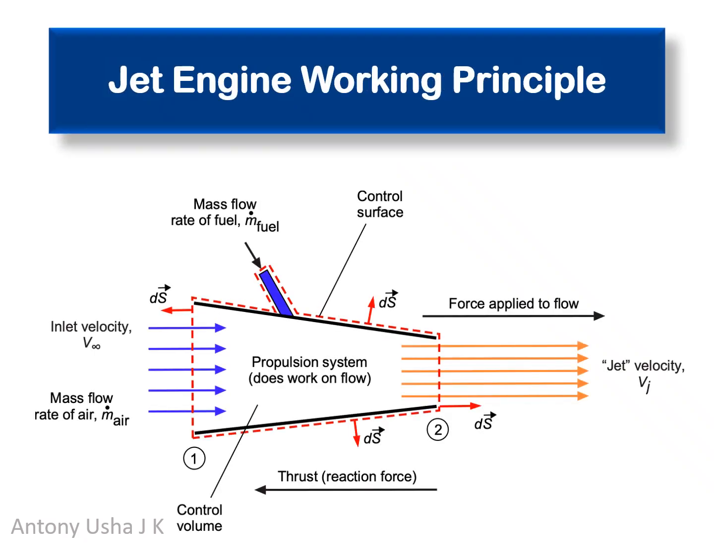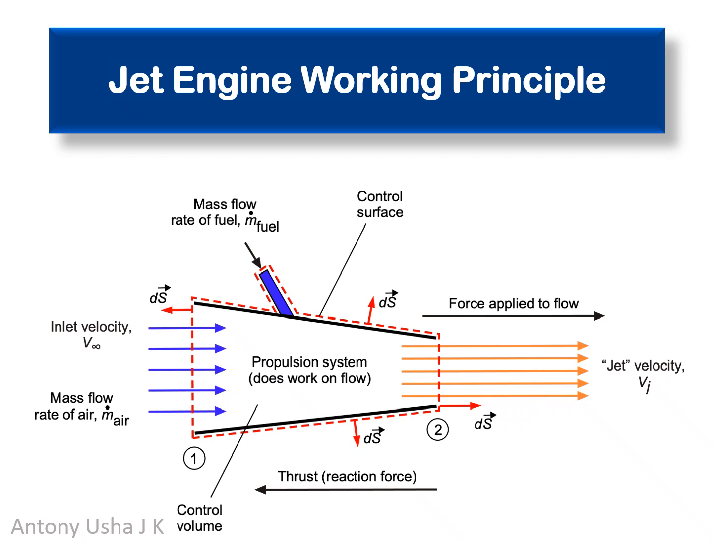Jet engine working principle. This diagram represents the basic thrust generation mechanism of a jet engine using the principle of momentum conservation. Air enters the engine at a velocity denoted by V infinity, or free stream velocity, shown here on the left in blue arrows. This is the aircraft's speed through the air.